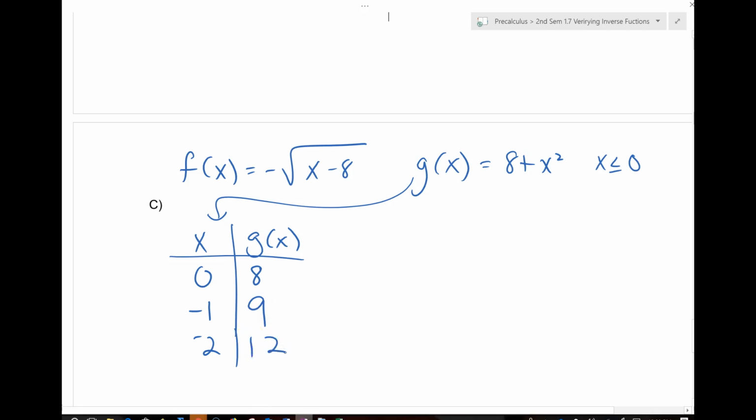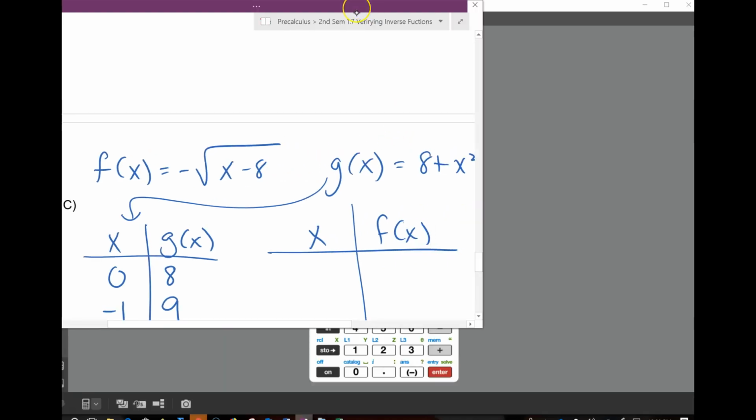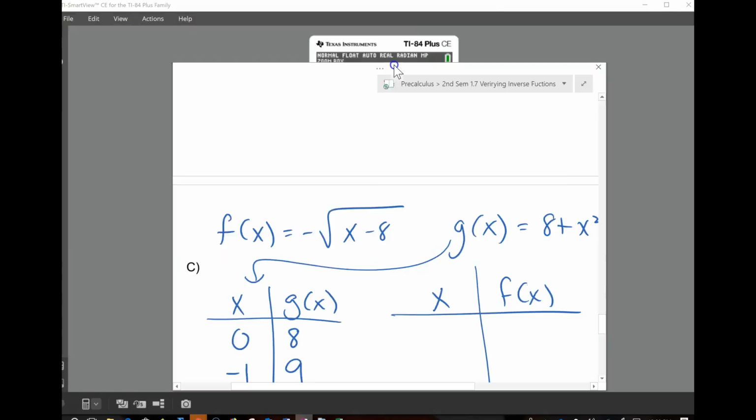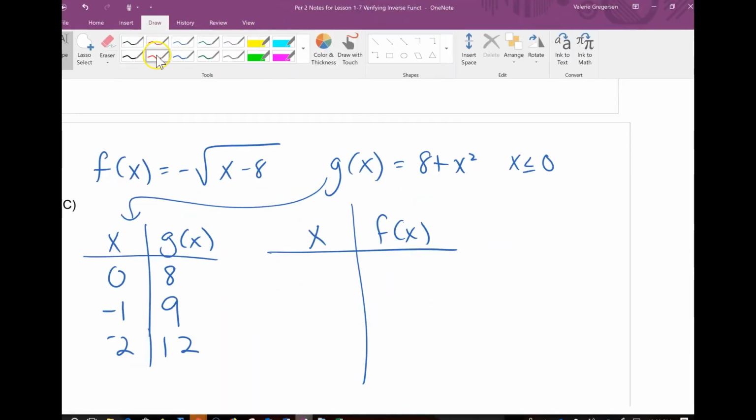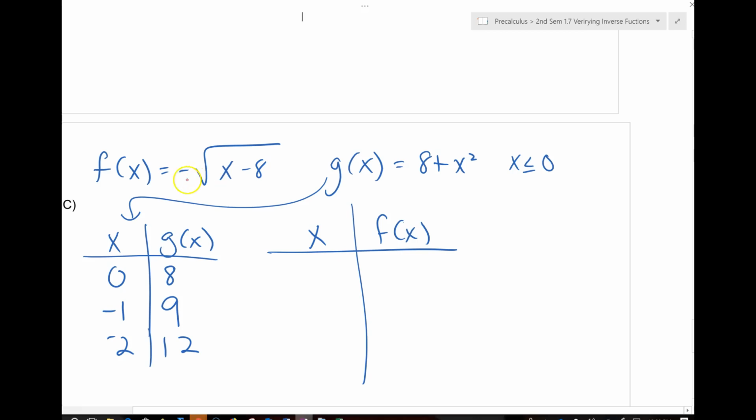All right, so strategically, when we're doing this, here's my x, here's my f of x. Do that in red here. All right. What ones am I going to use? 8, 9, and what? 12. And so then you're just going to plug it in.